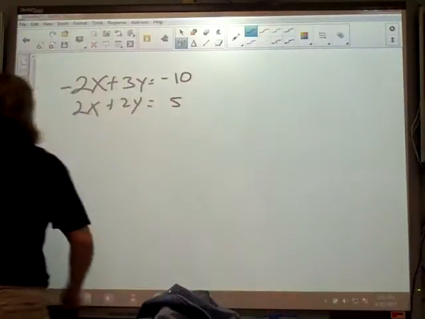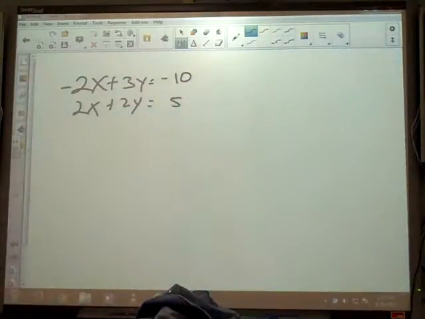Alright, we've got negative 2x plus 3y equals negative 10. Then we got 2x plus 2y equals 5. The directions are the same, solve the system. The first two that we've done, we did by substitution because one of the variables was either all by itself or almost all by itself. This one I don't have that at all. Okay, I don't have a y all by itself or an x all by itself. They both got numbers in front of them.